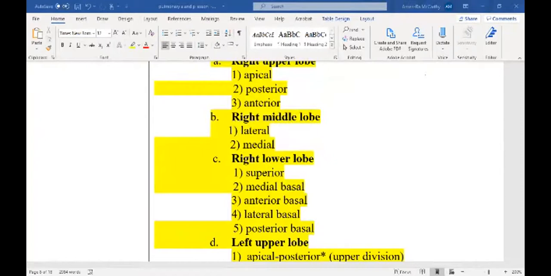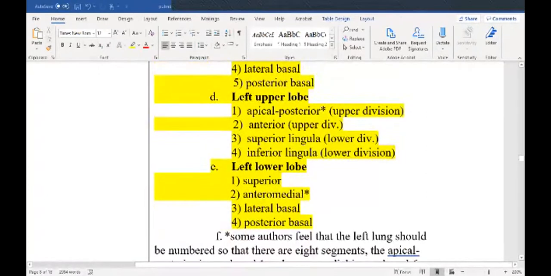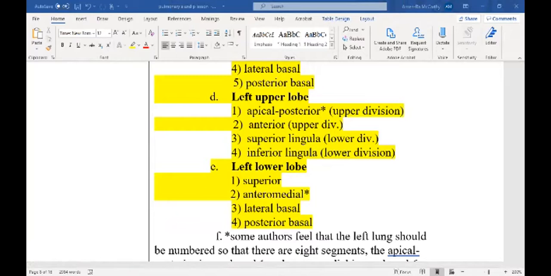Got to cover the whole lung, because we still haven't gotten to the magic. We still up in the conducting zones. We haven't even got to the magic yet, right? Okay. Now let's look at the left. The left lung has 2 lobes, left upper lobe and left lower lobe. These are the segments of each one.